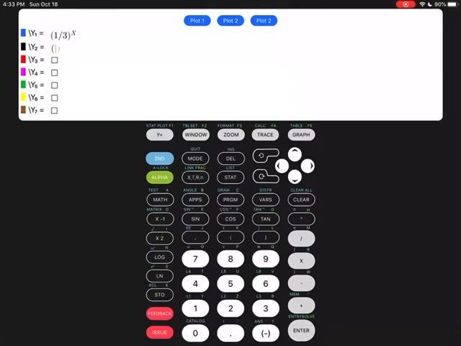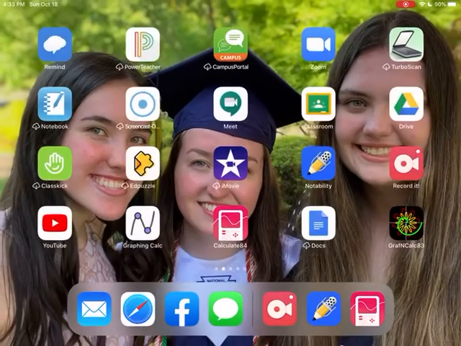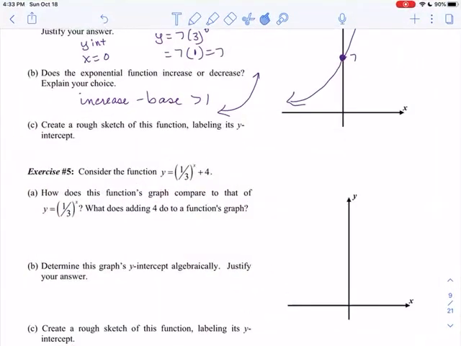So I have parentheses 1 divided by 3 to the x, and then I have parentheses 1 divided by 3 to the x, get out of exponents, plus 4. So let's look at these on the graph. The blue one is y equals 1/3 to the x. It's going through the point 0, 1. And the black one is just shifted up. Okay, so by adding 4, I am shifting the graph up 4.